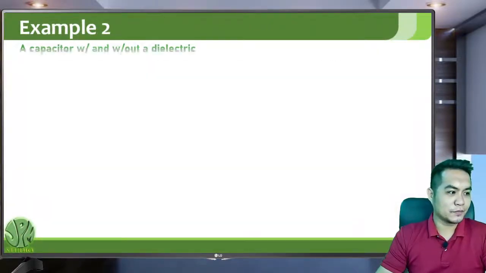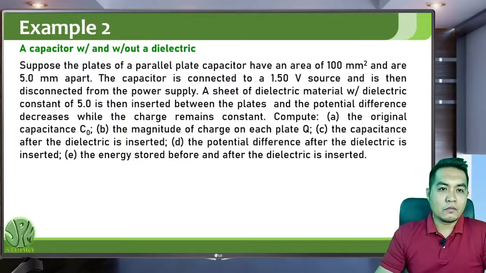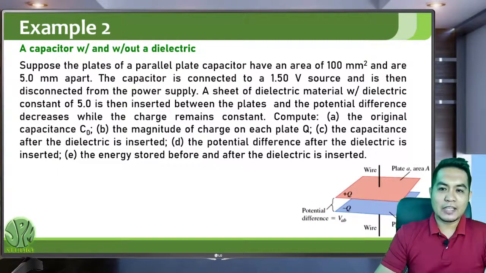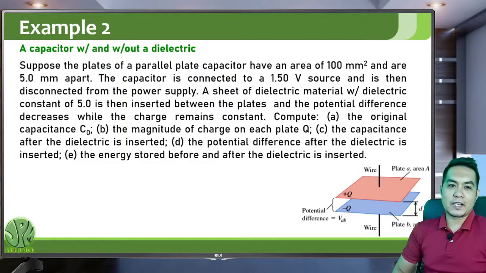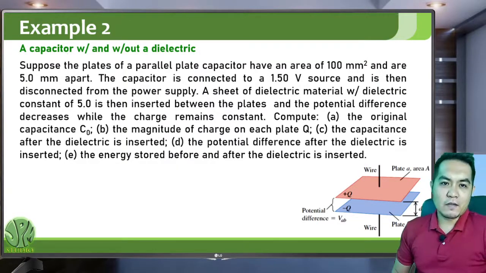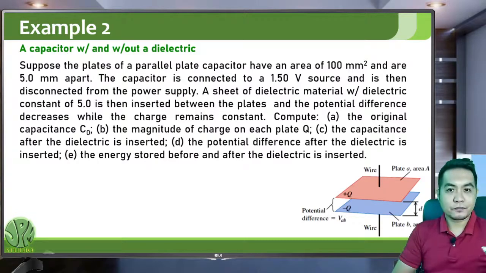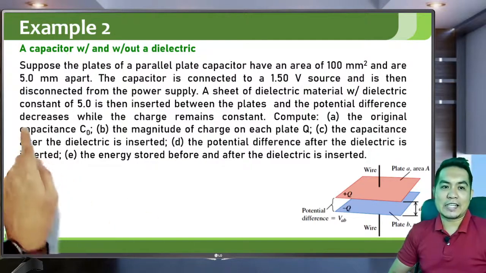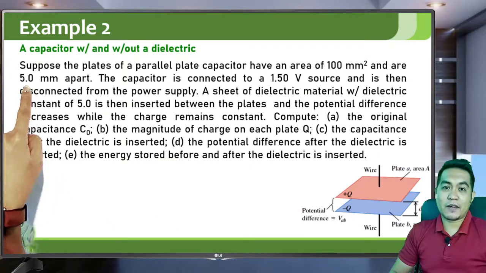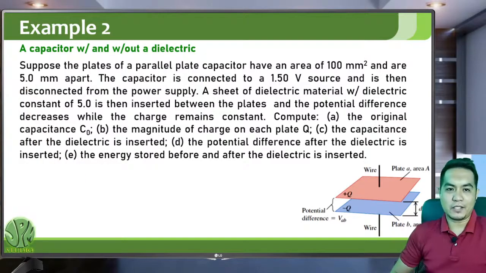Okay, example number 2. A capacitor with and without a dielectric. So this is a parallel plate capacitor. Suppose the plates of a parallel plate capacitor have an area of 100 millimeter squared and are 5 millimeters apart. So area A is 100 millimeter squared. You need to convert that into meters squared. And the distance D between the plates of the capacitor is 5 millimeters. So you also need to convert that into meters.